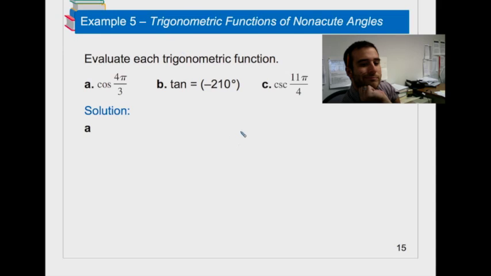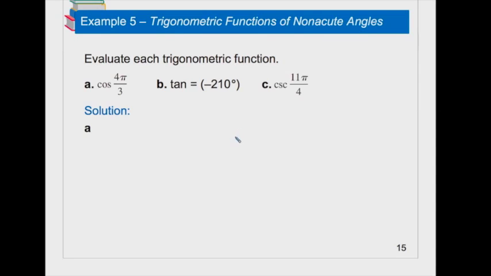And lastly, trigonometric functions of non-acute angles. So what we're going to do here is basically evaluate these trig functions. But the difference between these and ones that we've done before is that they're larger. They're ones that we have to find a reference angle for and then be able to work with them. So the first thing, just like I said on the last one, is going to be to draw a picture. So for part A, I'll do a little coordinate plane. And let's see, where is my angle going to end up?